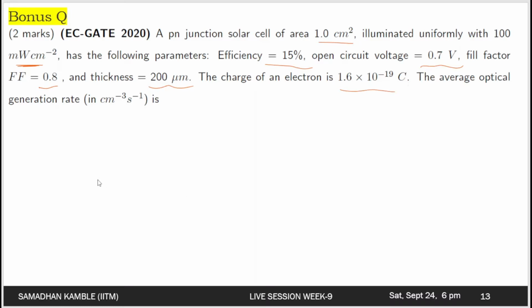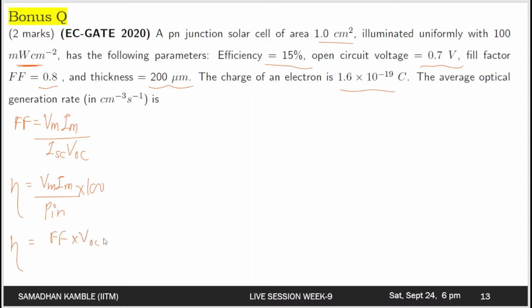Okay, let us start. We know that in the solar cell the fill factor FF is given by Vm Im over ISC VOC, as we saw earlier, and the efficiency eta is given by Vm Im over P in, times 100 in percent. If we compare these and substitute in terms of fill factor, eta would be fill factor times VOC ISC divided by P in, substituting for Vm Im, times 100 obviously.